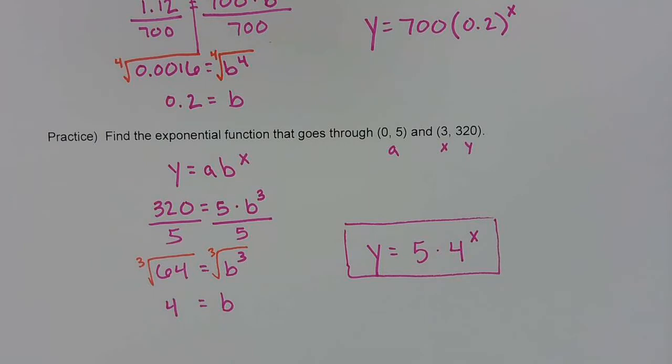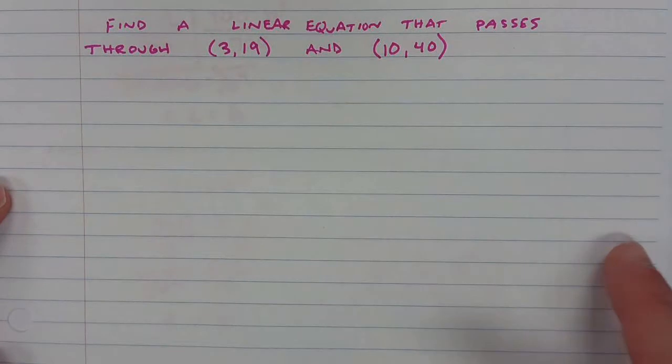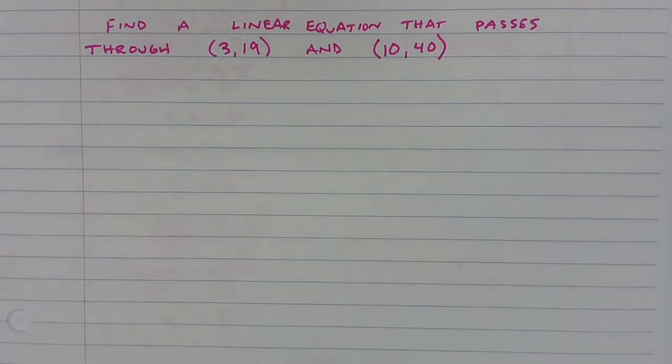Next, we're going to look at finding an exponential curve if we know the 2 points that it goes through. So we're going to remind ourselves again with our linear equation on how to do that linearly. Helps us understand our exponential. Find a linear equation that passes through (3, 19) and (10, 40).